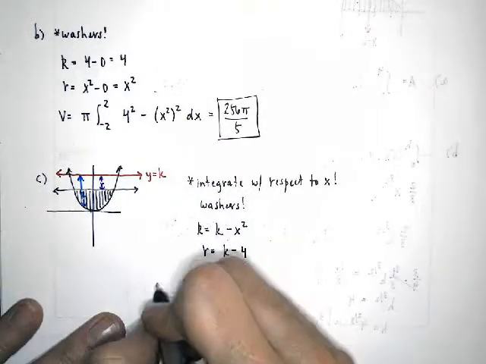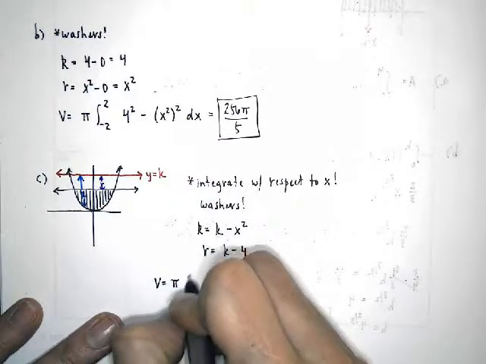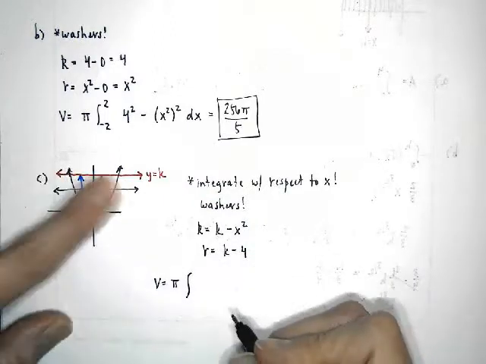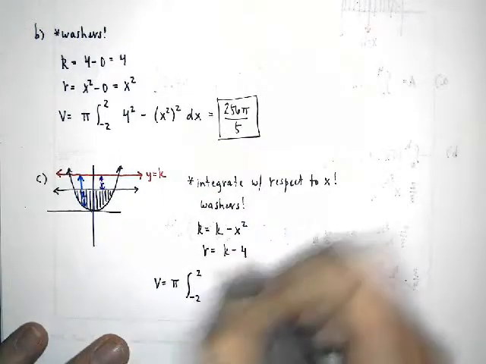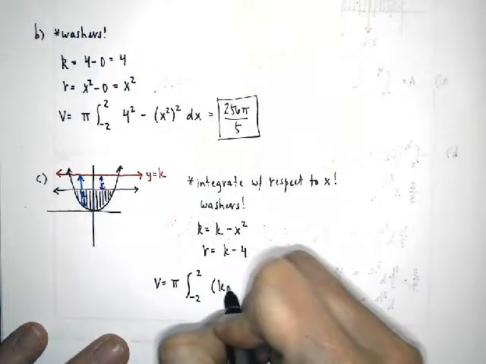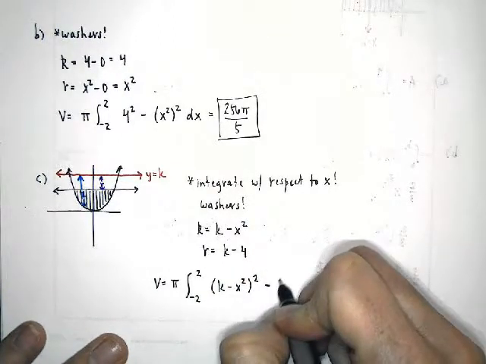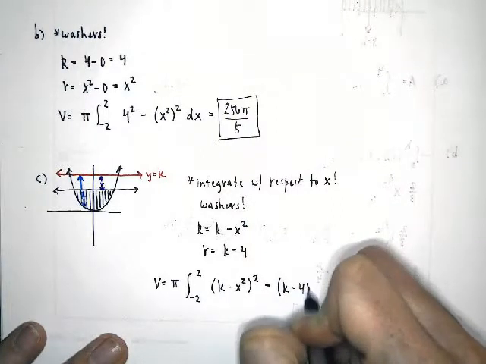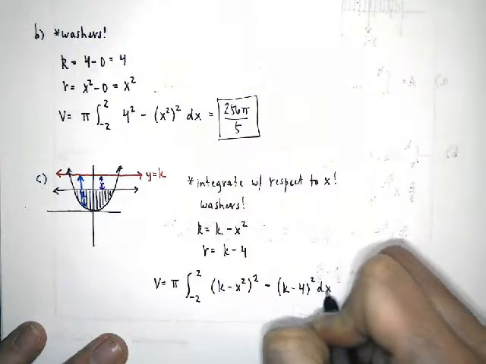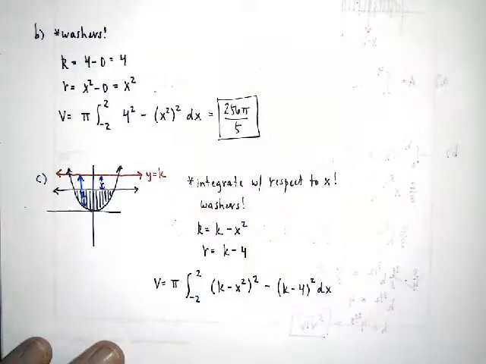So now my volume is going to be pi times the integral. My limits are still negative 2 to 2. I'm going to have my big R, k minus x squared. I'm going to square that, and I'm going to subtract the square of my little r. So that's the integral. Now, it says it should have the same volume as the volume in part B.